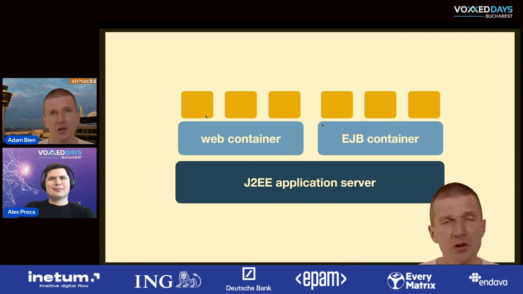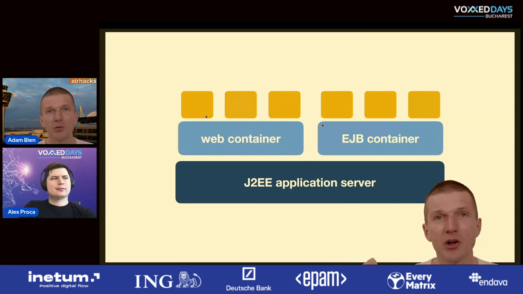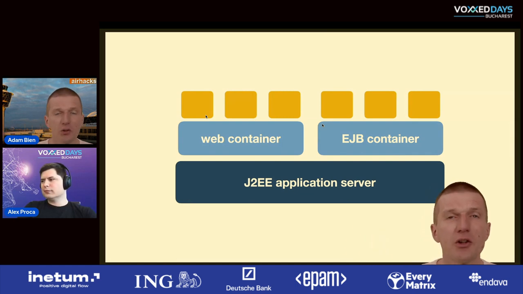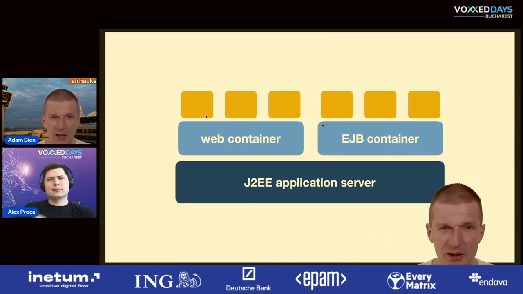Now, what was the problem? The problem was never that EJB didn't scale or the web container didn't scale. The problem was mostly that databases didn't scale. So the more load we put on the front end, the worse it got, because we got transactions stuck in a table. This was actually the main problem back then.